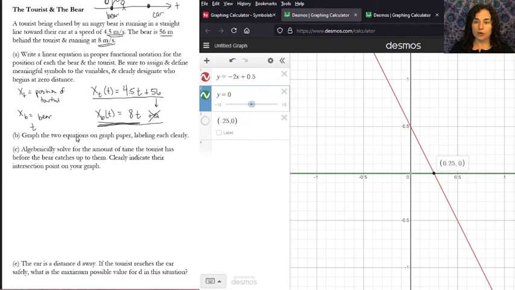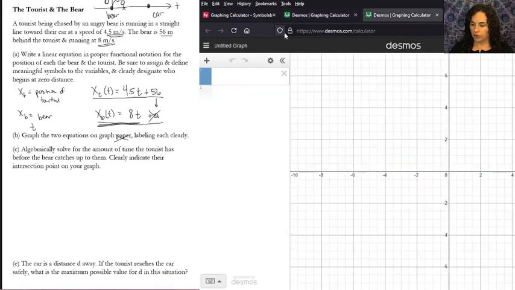So it says graph the two equations on graph paper. What I'm going to do is use Desmos. So let's get Desmos over here. And I have another graph here, a fresh graph. So I'm going to put in here 4.5x plus 56. So that is the position of the tourist. And notice that I'm using x and y here for the input and output variables instead of x and t as I am in my work. And that's perfectly fine. That's just because Desmos can't tell the difference.